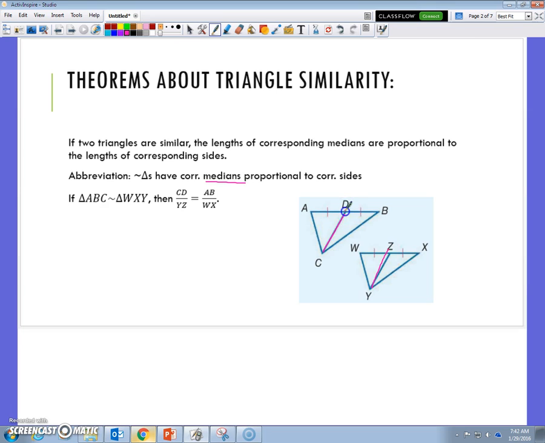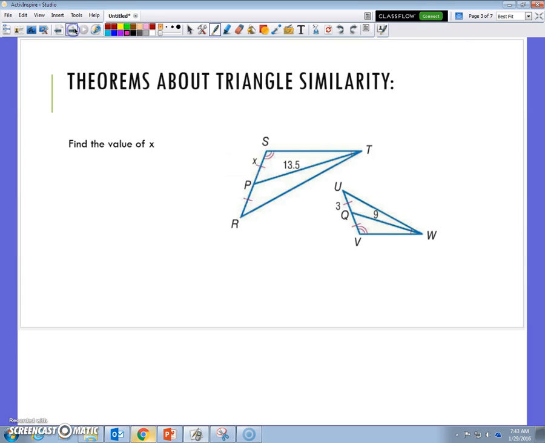The CD right here, this guy, compared to YZ should also be proportional to the corresponding side, specifically AB to WX. All right, that's how we're going to set up our proportions for this one. And it's very, very similar to yesterday, just hard to remember all the different names for everything. So it says, in this case, find the value of x.